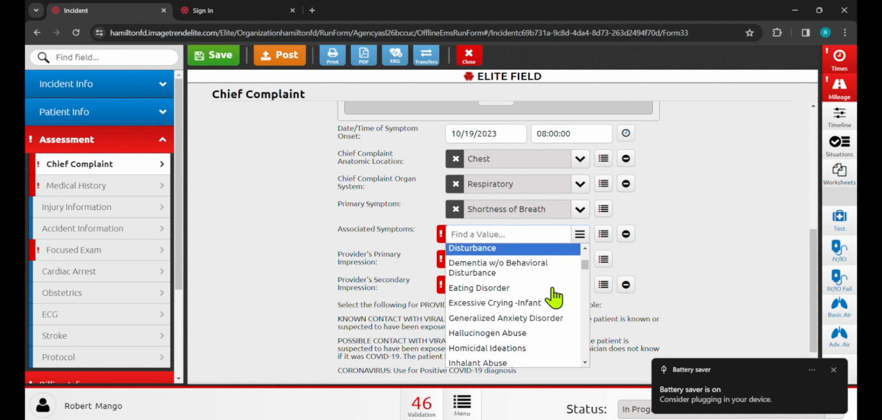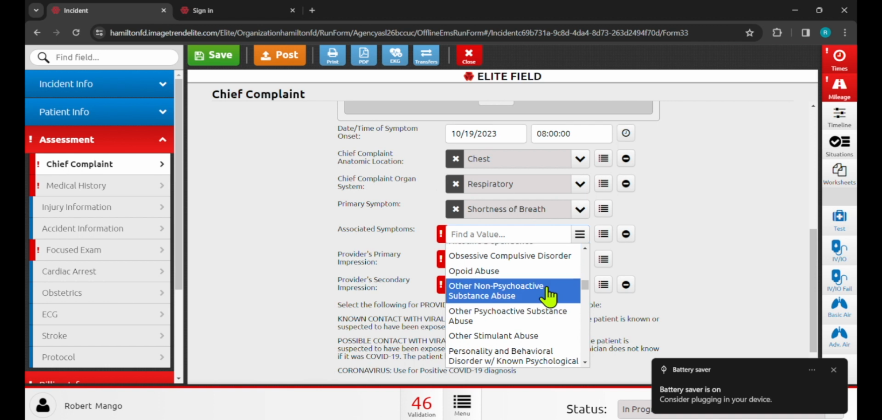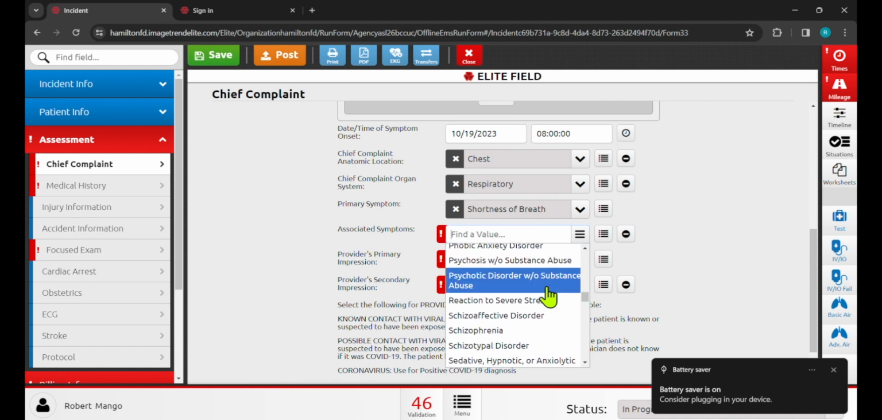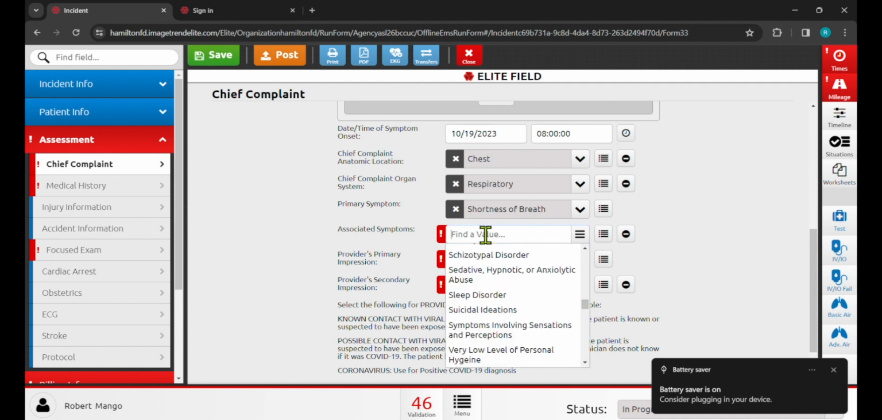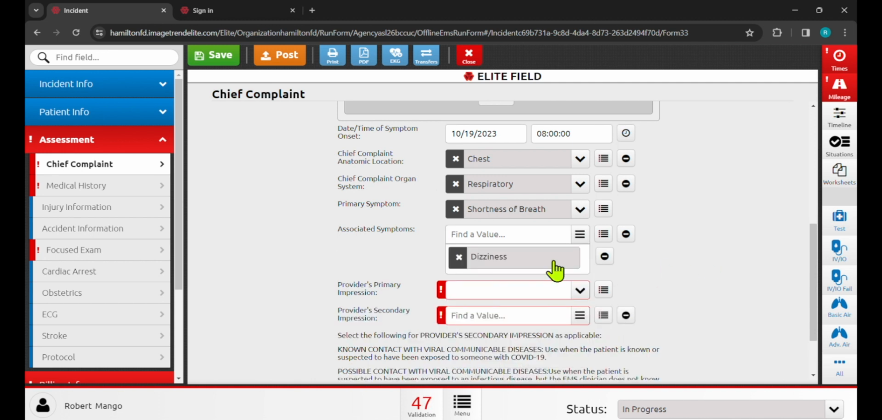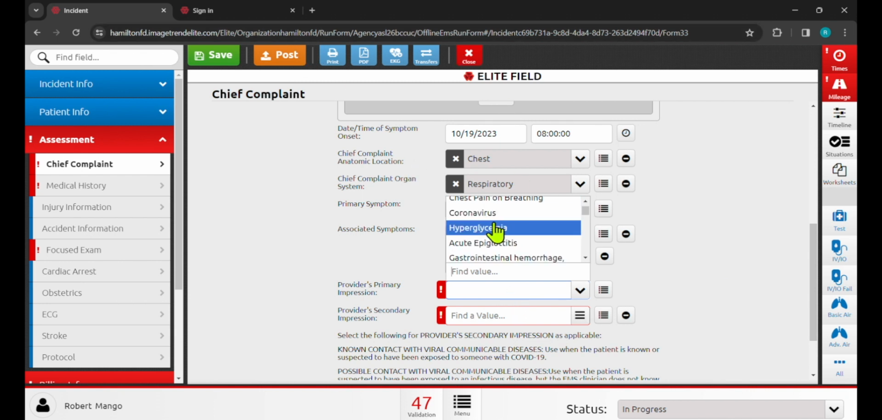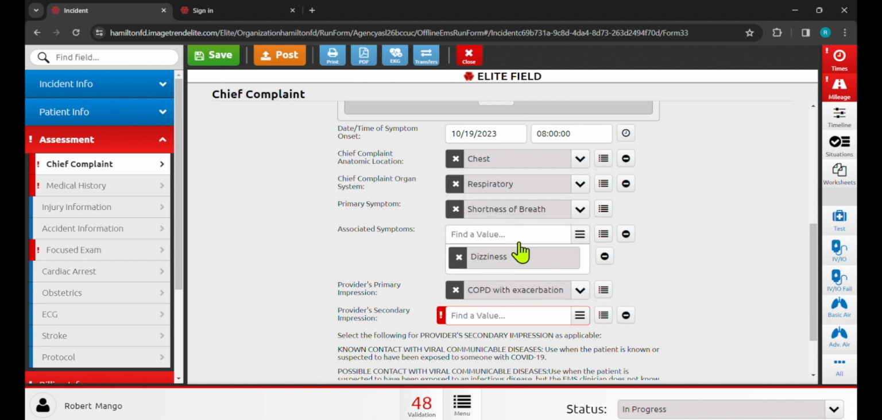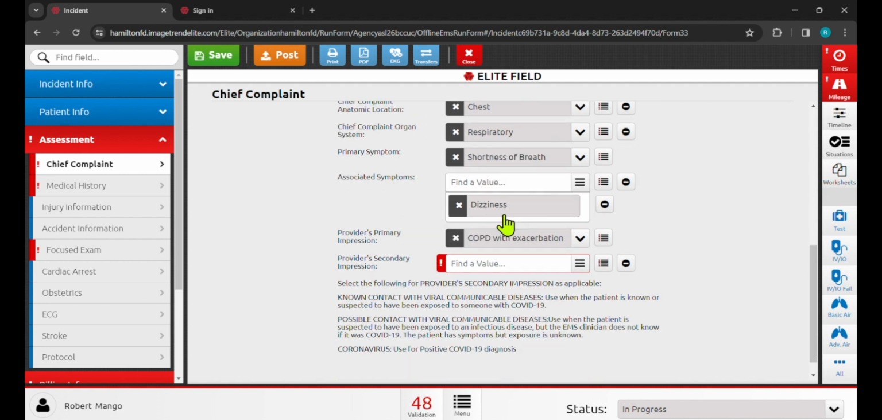You guys are probably watching me skip over some right now, but let's just move. Associated symptoms, if there are any. He's short of breath. Well, if he's had trouble breathing, he might be dizzy. And what is my impression? So this is what I think is going on with them. So after my thorough assessment and asking the appropriate questions, I learned that they have COPD, and this is most likely an exacerbation of their COPD.